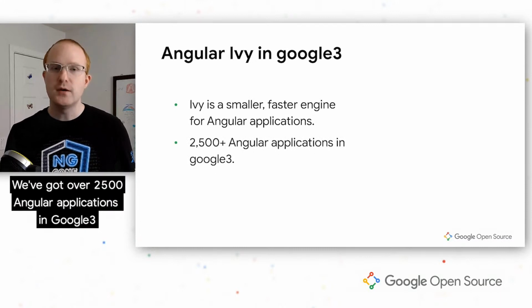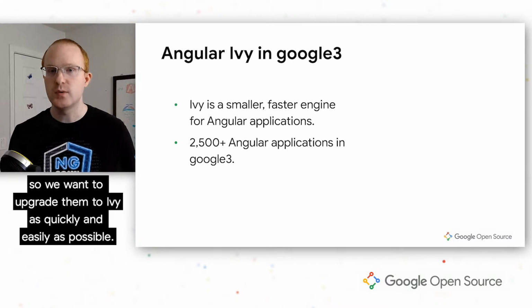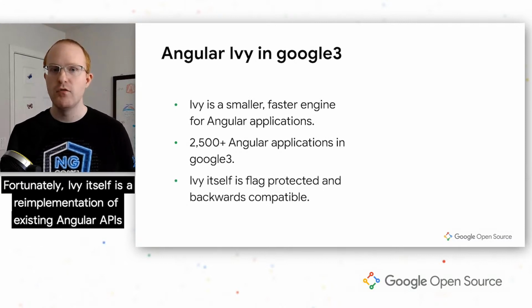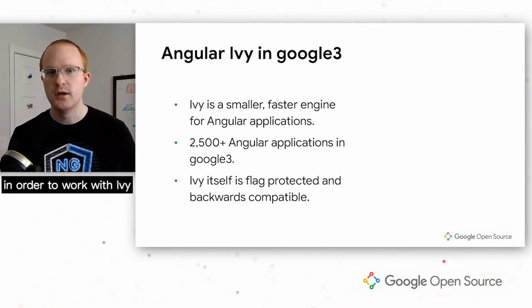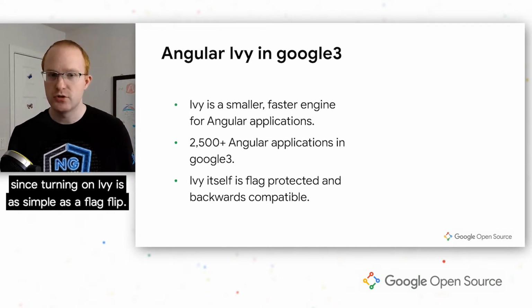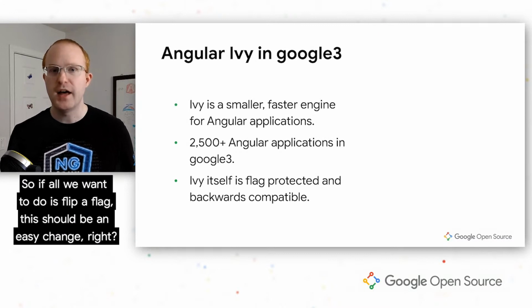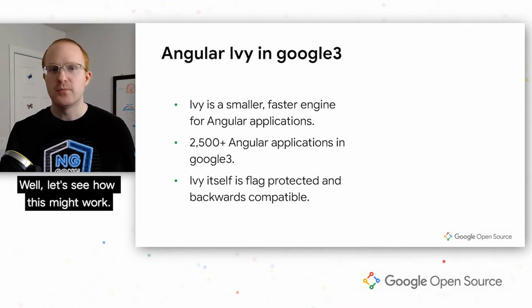We've got over 2,500 Angular applications in Google 3, so we want to upgrade them to Ivy as quickly and easily as possible. Fortunately, Ivy itself is a reimplementation of existing Angular APIs, which means that applications generally shouldn't have to change their code in order to work with Ivy, making a migration much simpler since turning on Ivy is as simple as a flag flip. So if all we want to do is flip a flag, then this should be an easy change, right? Well, let's see how this might work.